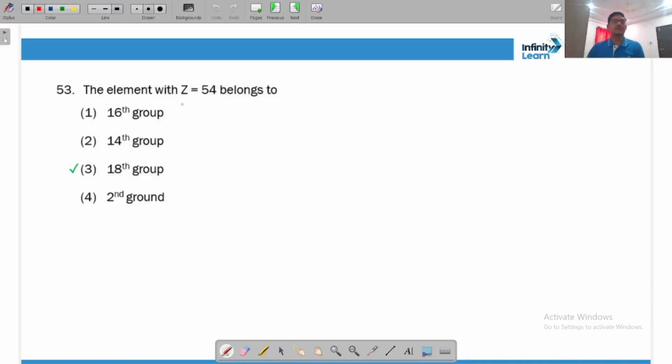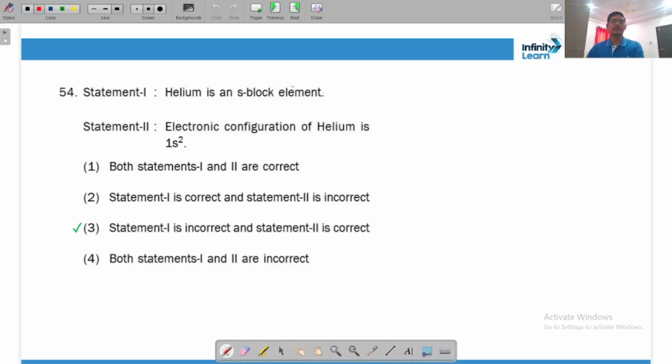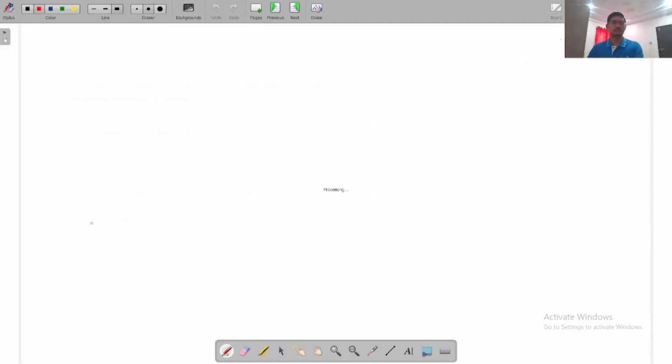The element with Z equal to 54, it belongs to group 18 definitely because Z equal to 54 is xenon, right, which is a noble gas. Helium is an S block element. No, it is a noble gas. It is placed in group 18. The electronic configuration of helium is 1s2. Yes, this is correct because it has 2 electrons. So this is the correct answer.